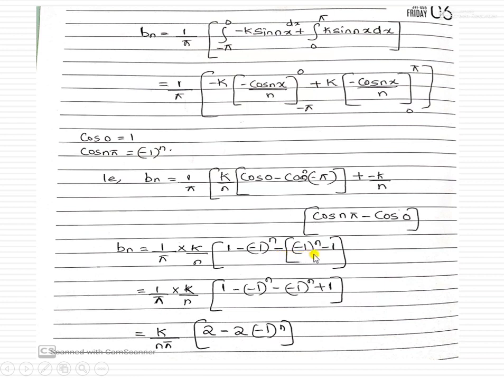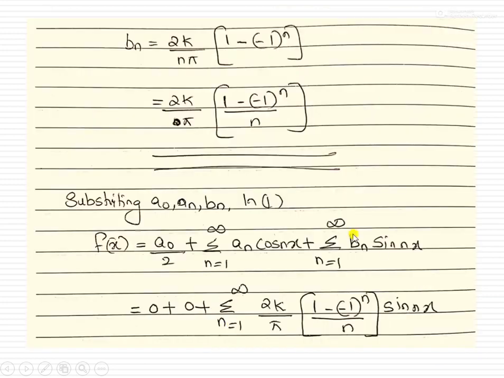That is 1 minus minus 1 raised to n, minus minus of minus 1 raised to n minus 1, that equal to 1 by pi into k by n into 1 minus minus 1 raised to n minus minus 1 raised to n, and minus into minus plus 1. So that can be written as k by n pi into 2 minus 2 into minus 1 raised to n. By taking 2 outside we get bn equal to 2k by n pi into 1 minus minus 1 raised to n, that can be written as 2k by pi into 1 minus minus 1 raised to n by n.